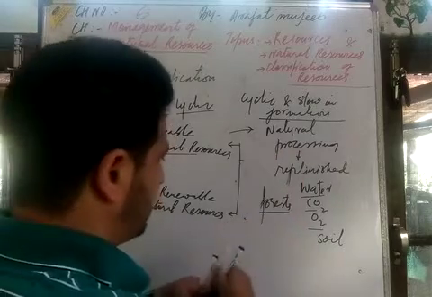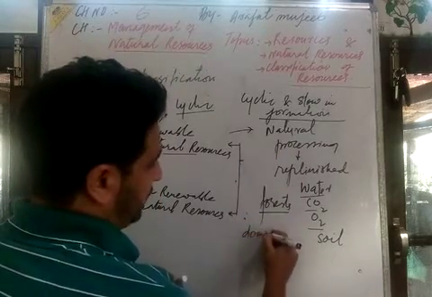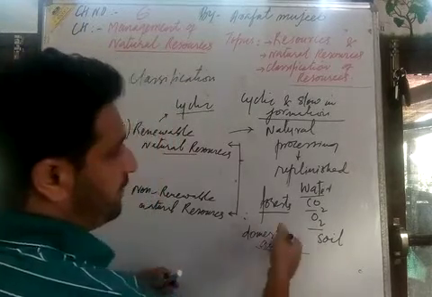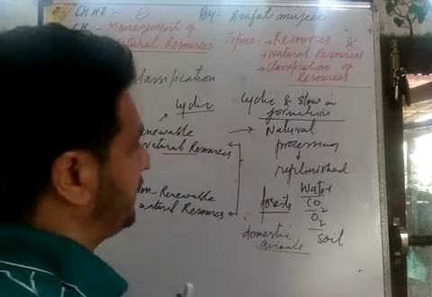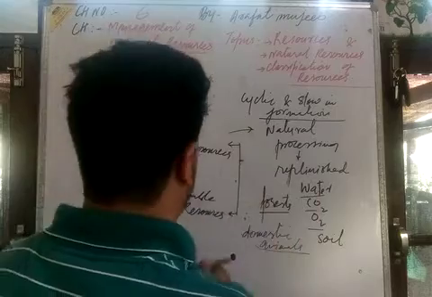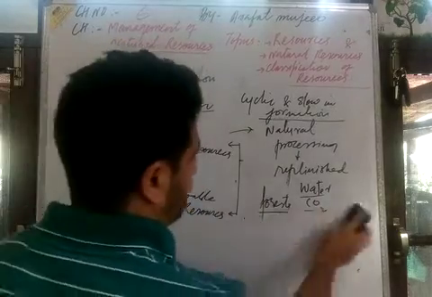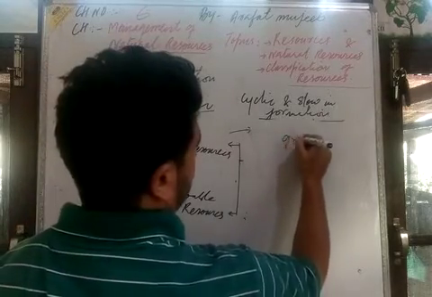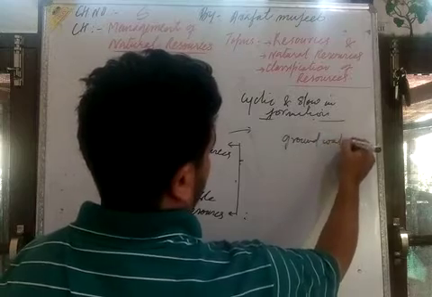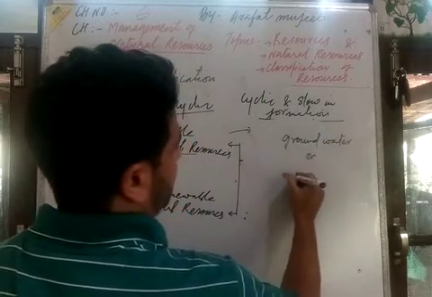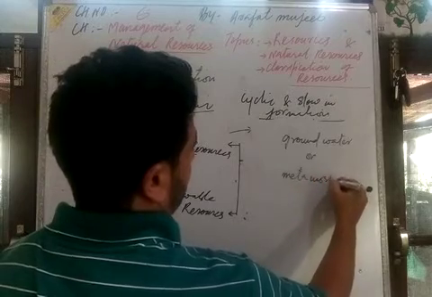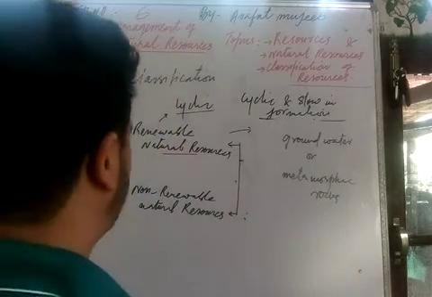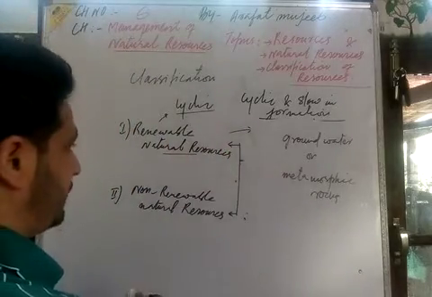Another example I will mention is the domestic animals. You can say domestic animals can also be replenished, regenerated by means of reproduction. Also you can mention the groundwater. You can also take the example of metamorphic rocks, whose derivation is from igneous or sedimentary rocks. So these are the examples of renewable resources.